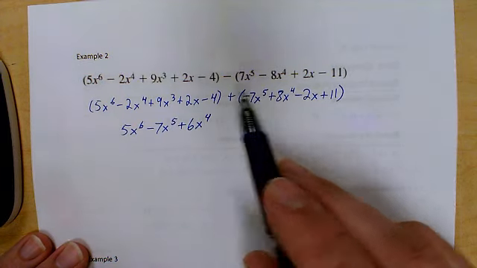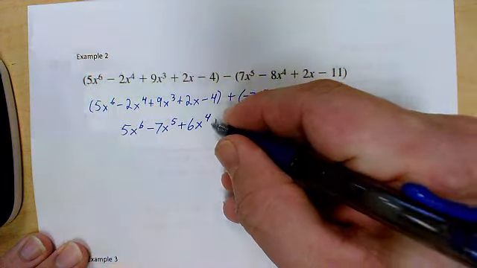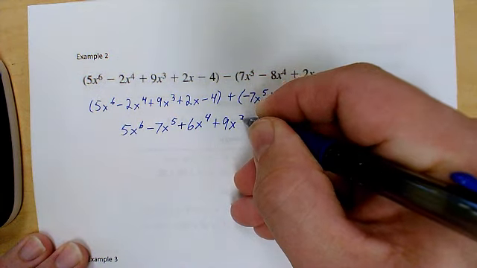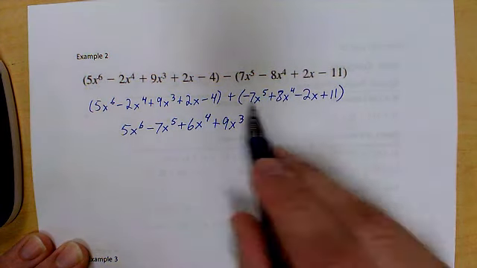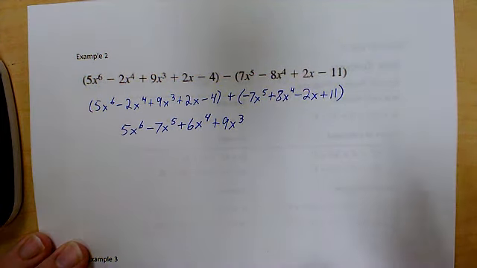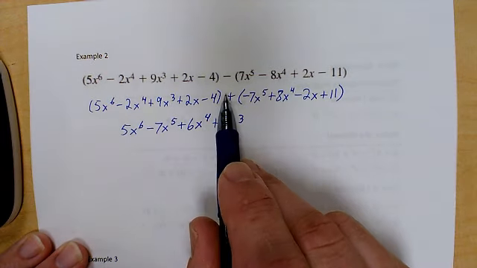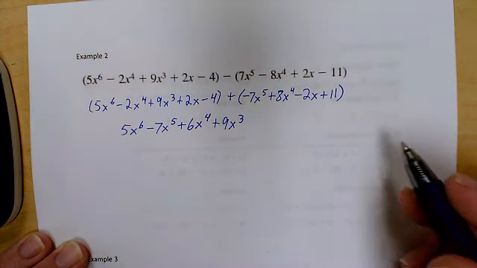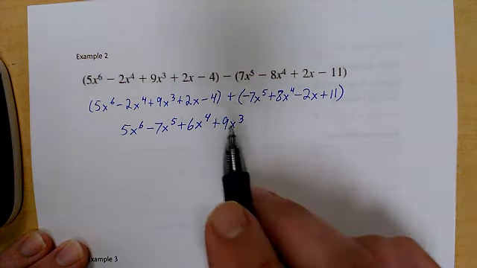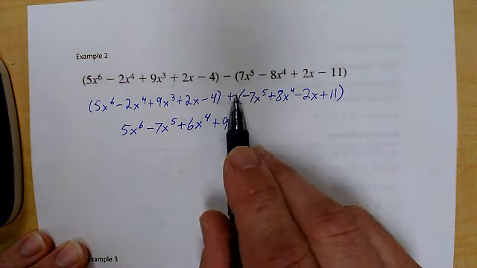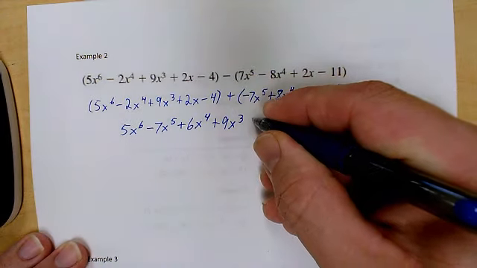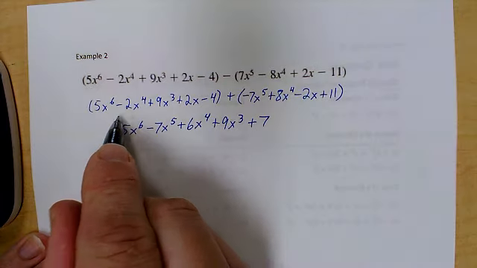9x cubed has nothing to combine with, so positive 9x cubed still. Look for anything squared. There's actually nothing squared in either expression, so that stays away. 2x plus negative 2x will cancel to 0, so I don't even need to write that. Negative 4 plus 11 is positive 7.